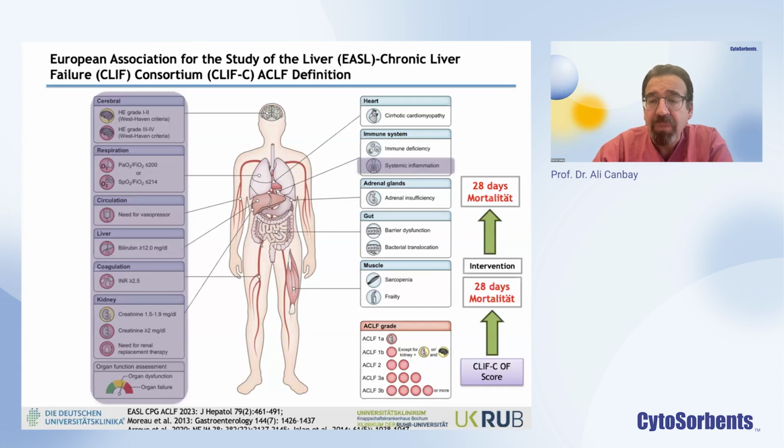You have systemic inflammation with immune deficiency. As you know, the liver plays an important role in the immune system. And then adrenal insufficiency. We have a dysfunction of the epithelial barrier in the gut, and then we have bacterial translocation. And of course, in the long term, these patients develop sarcopenia and frailty. And this is very important to understand what acute on chronic liver failure means.